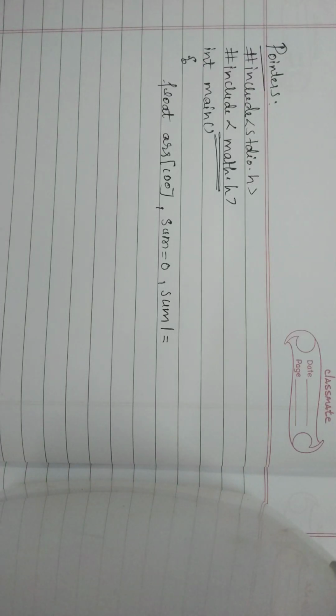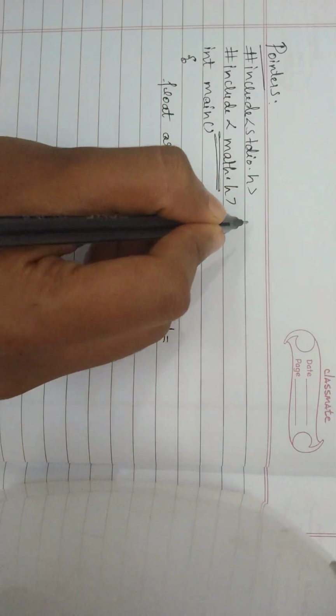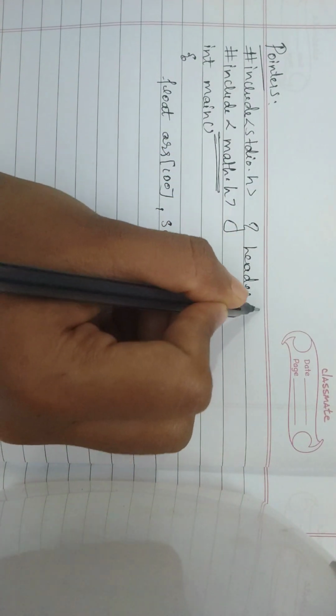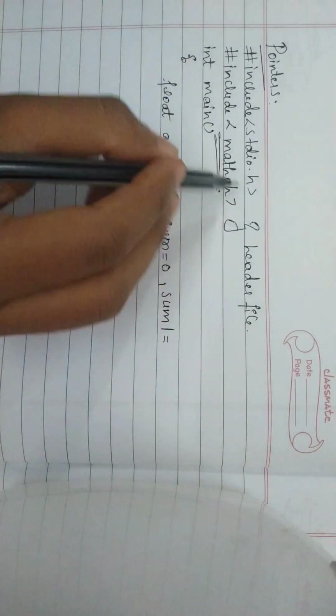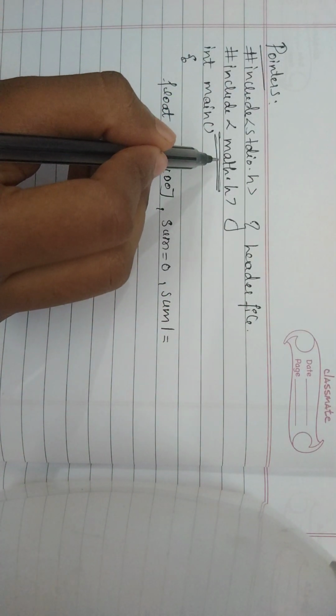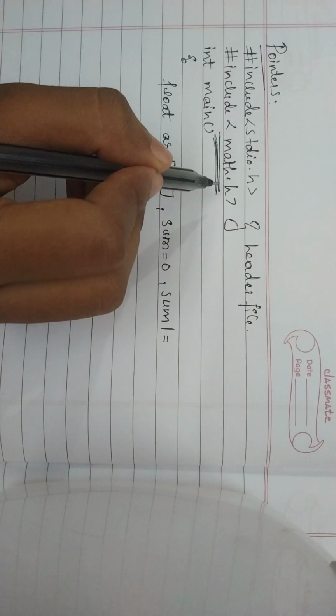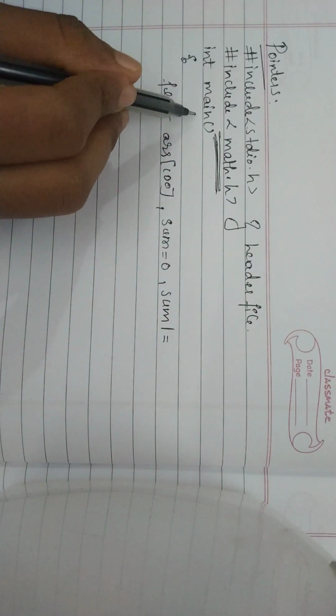Now I am going to explain program number 11, pointers. Here we should include some of the header files: for input output functions we include stdio.h, and for some mathematical operations we should include math.h. Okay, then the main function.